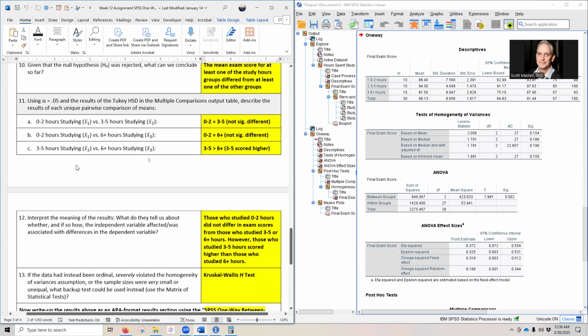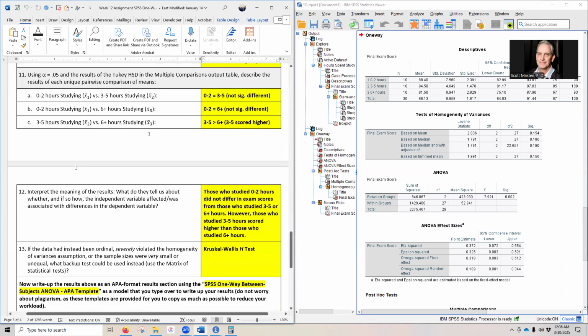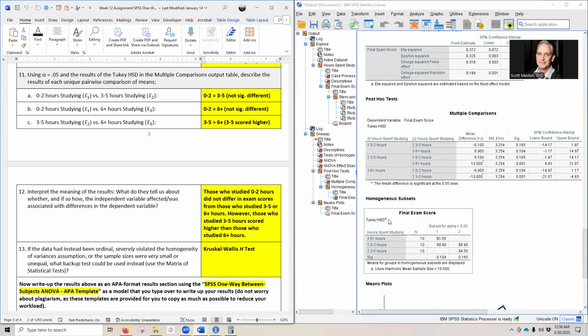So for number 11, this is where we get the nitty gritty. What are our actual mean-to-mean comparisons? That is where you go into Tukey. So post hoc tests, Tukey HSD. What this does is it compares each one of the groups to each of the other 2 groups. So it kind of repeats itself, so we have to find the ones that are unique and individual. 0 to 2 versus 3 to 5, 0 to 2 versus 6 plus, and then finally 3 to 5 versus 6 plus. Those are the 3 unique ones.